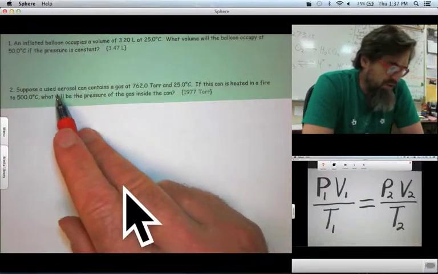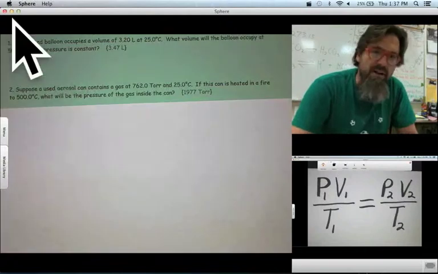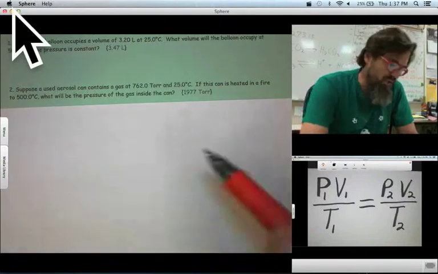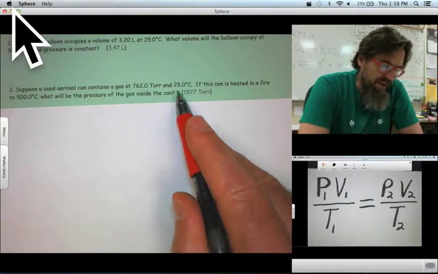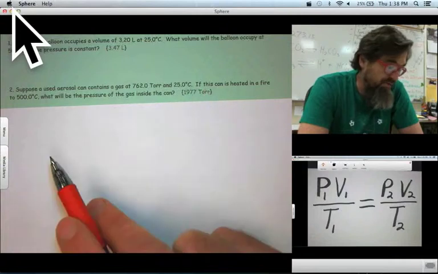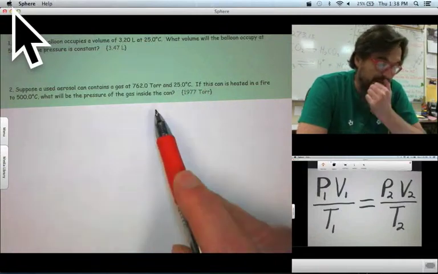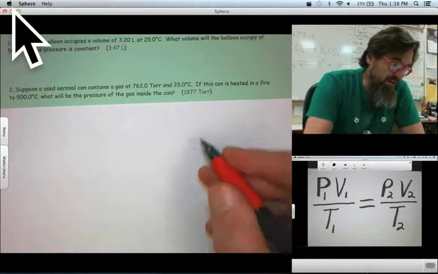suppose a used aerosol can contains a gas at 762 Torr, which is a unit of pressure, and 25 degrees C. If the can's heated in a fire to 500 degrees C, what's the pressure inside the can? Okay, there's no mention of volume. We're going to assume volume is constant.